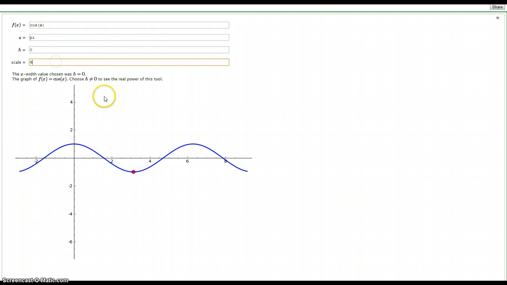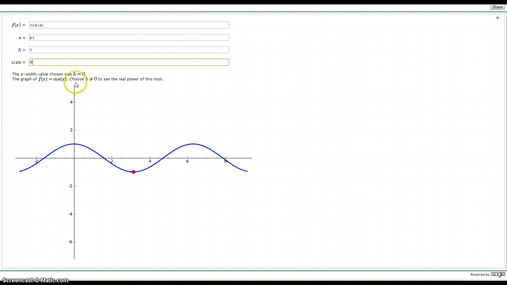Now I forget what happens if you do this. Aha, I did program this in here. You can't choose h as 0. If you choose h as 0, you get this friendly warning which says, hey, choose h to be non-zero to see the real power of this tool.